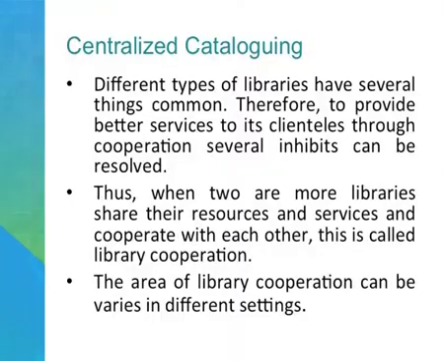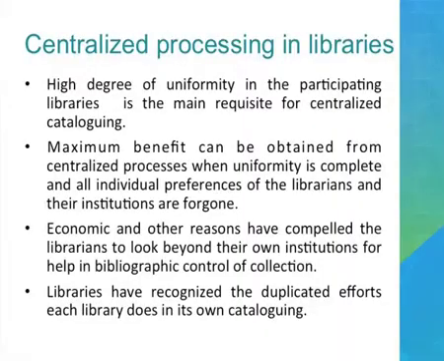Thus, when two or more libraries share their resources and services and agree to cooperate with each other, this is called library cooperation. The area of library cooperation can vary in different settings. That also you need to understand, because it varies from setting to setting. The libraries have to mutually agree upon which areas they would like to cooperate in. Apart from that, what is the concept of centralized processing in libraries?